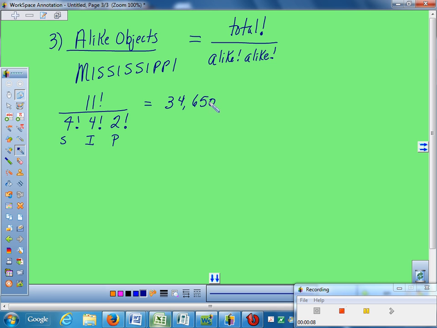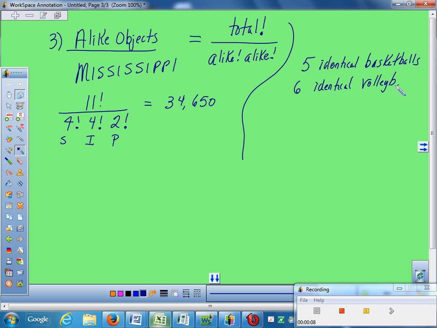Okay, so that's a like type problem. Now it doesn't have to just be like what are the letters in the word Mississippi, how many ways can I arrange them in a pattern. A second example of how you could do this is, suppose you have 5 brand new identical basketballs, 6 new identical volleyballs, and 3 new identical soccer balls. Are they identical? Okay, you're going to take and arrange all these balls in a straight line. How many ways can you arrange all these balls in a straight line?